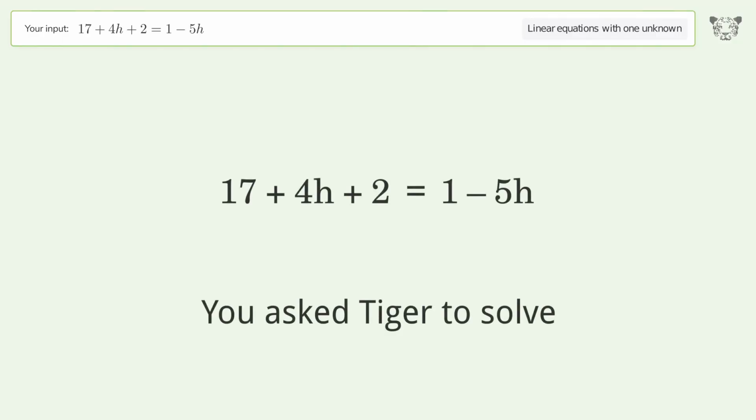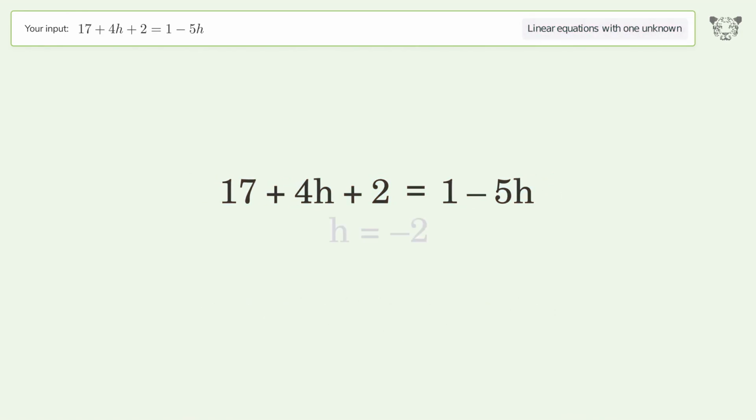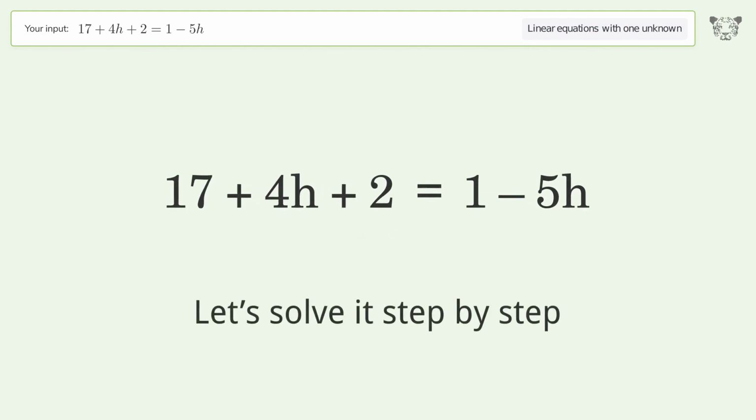You ask Tiger to solve. This deals with linear equations with one unknown. The final result is h equals -2. Let's solve it step by step.